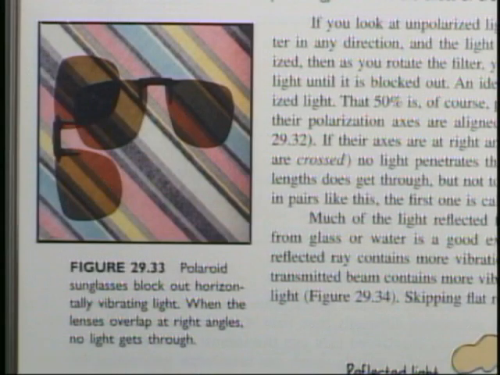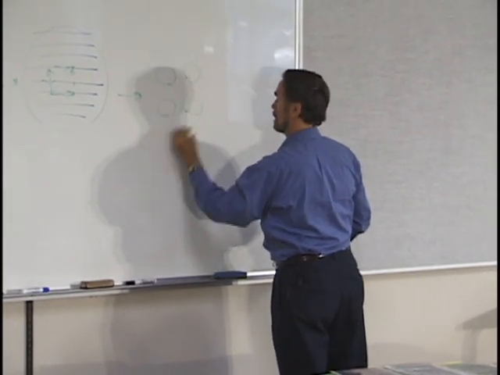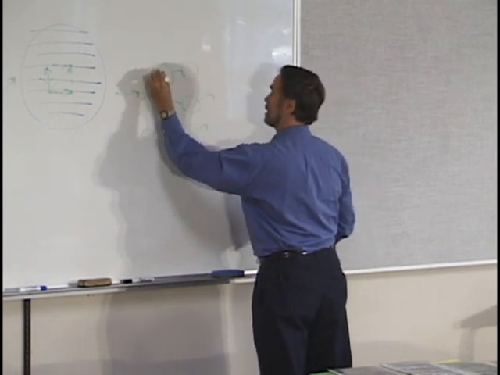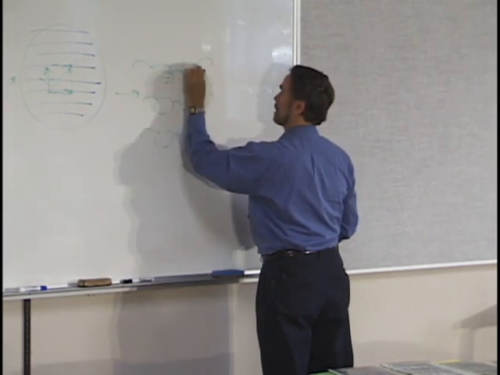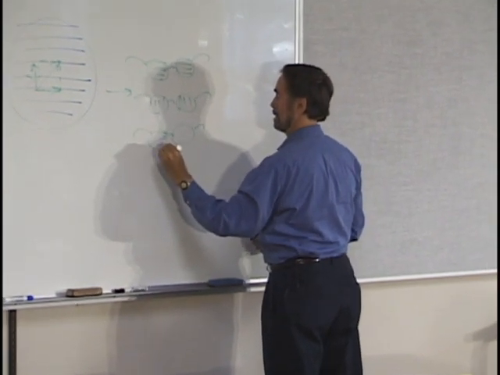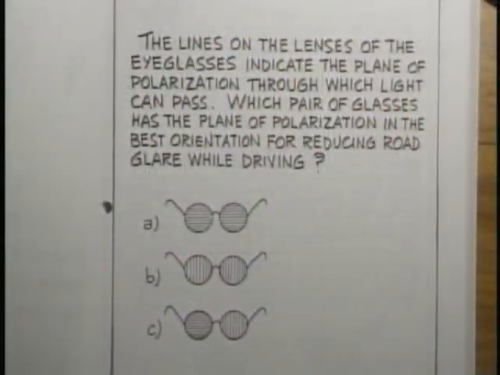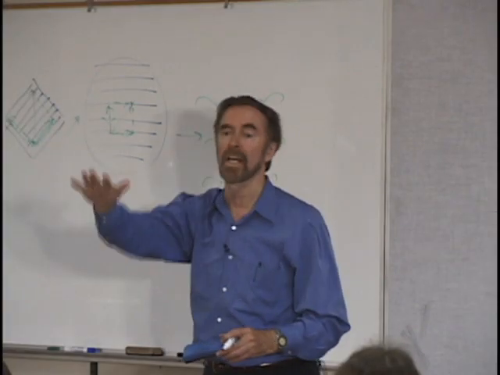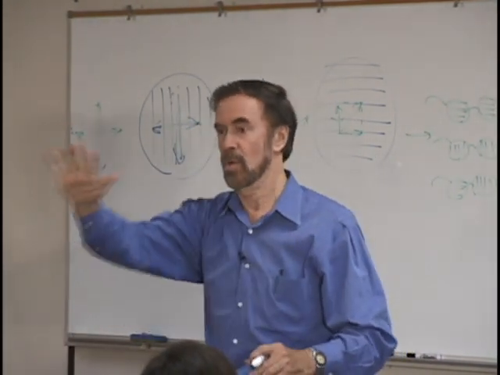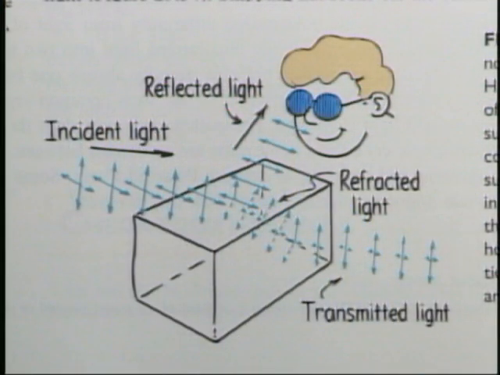How would polarizers be? How would sunglasses be oriented? Which would you use for driving along the road? Well, it turns out that when light reflects from a surface, it'll reflect in such a way as to reflect the component like that.